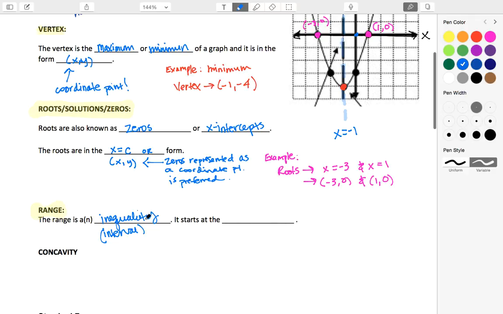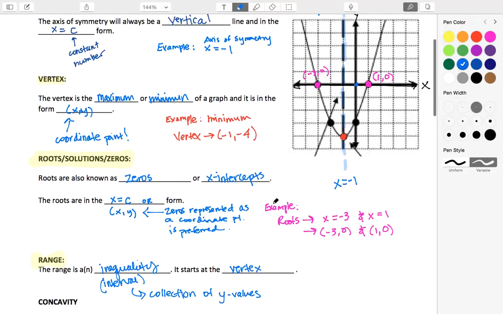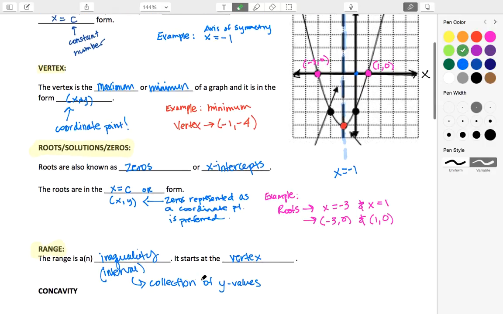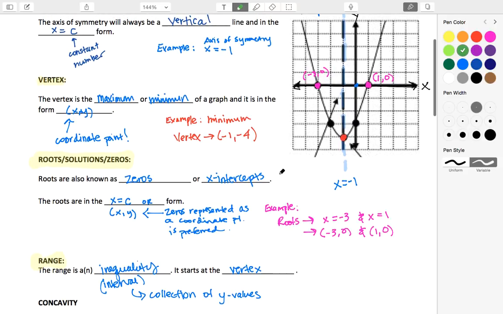So at what range does our parabola or our quadratic focus on in terms of the y values? So right here, we can say this is also a collection of y values. Then here we can say that it starts at the vertex. It's not the vertex, but it starts there. If we start at the vertex, well, let's go back. Our vertex was -1, 4. So I'm going to do this in green. So collection of y values, and it starts at the vertex.